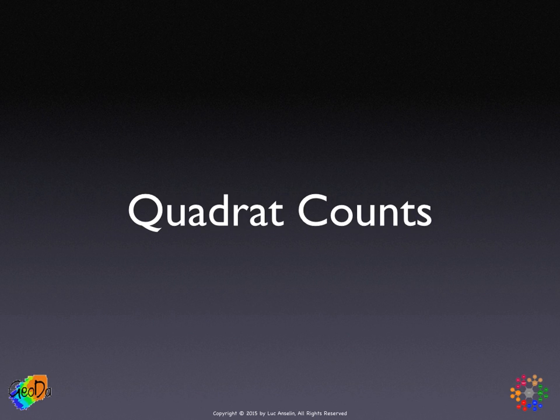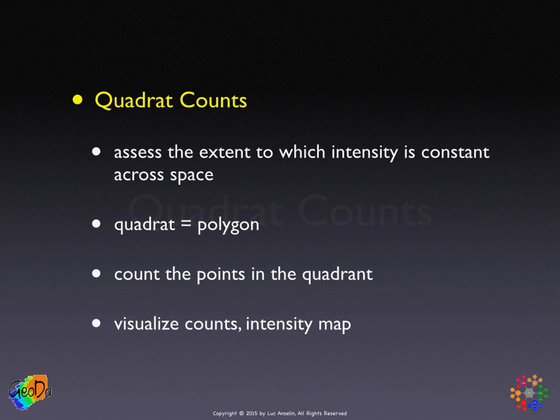For the next two sets of descriptive statistics, we move away from the geometric pattern of the points as such and focus on the intensity. And first of all, we consider quadrat counts. And quadrat counts really try to assess the degree to which the intensity is constant across the space. So remember, the intensity of a point pattern is the number of points divided by the area.